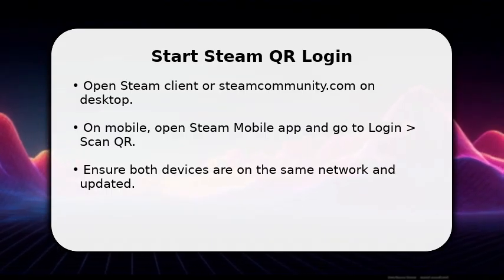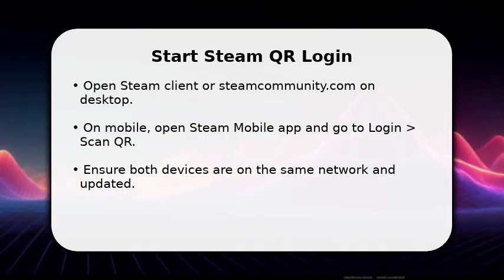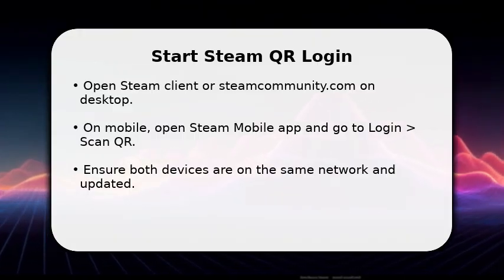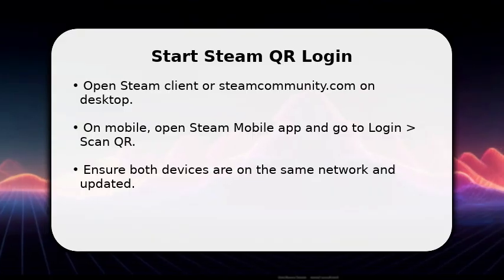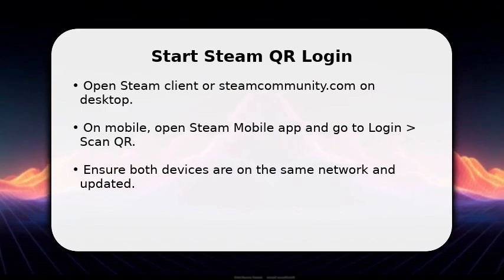Make sure the app has camera permission and both devices are updated, otherwise scanning will fail. Once the scanner appears, hold the phone steady and center the desktop QR code in the frame. This step links your phone session to the desktop, so Steam can authenticate you securely.